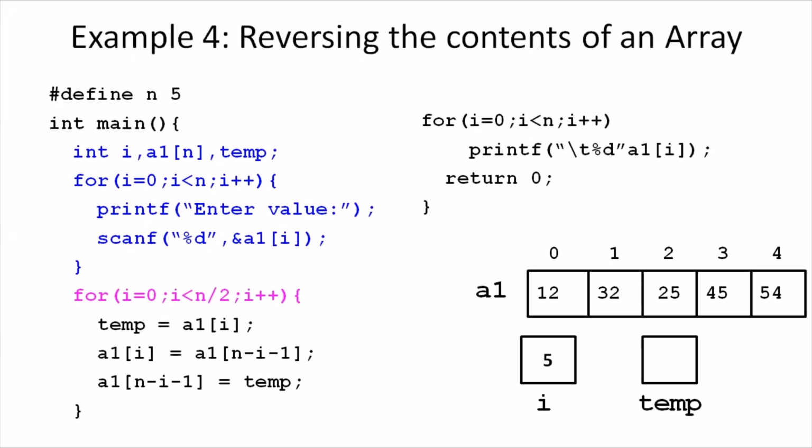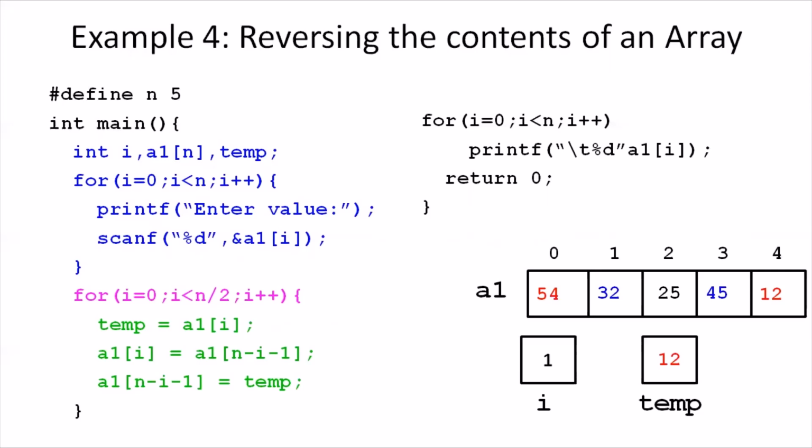So, in the first iteration, the value of i is 0 and 0 is less than 5 by 2, that is 2. So, the control enters the loop. In this iteration, we will swap the values 12 and 54. Using temp as the temporary variable, we swap them such that at the end of the first iteration, the content of the array becomes 54, 32, 25, 45 and 12.